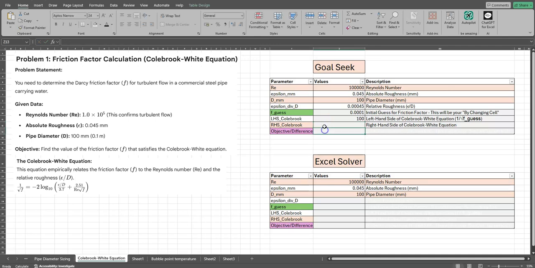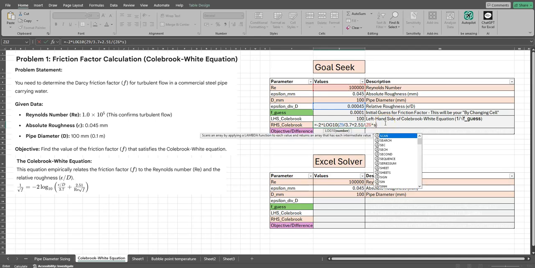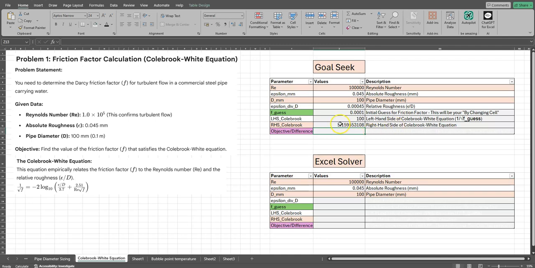So equal minus 2 into log base 10. Then I take epsilon by D, already calculated here, divided by 3.7 plus 2.51 divided by, now I am taking one bracket, Re which is 1e5 into SQRT of F. Then bracket close, another bracket close. Now enter. I'm getting the RHS of Colebrook.